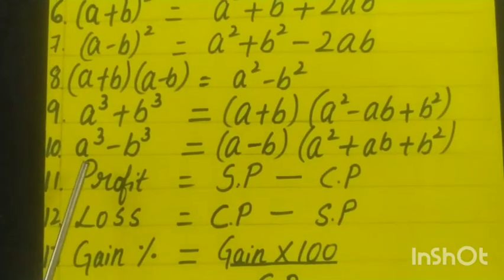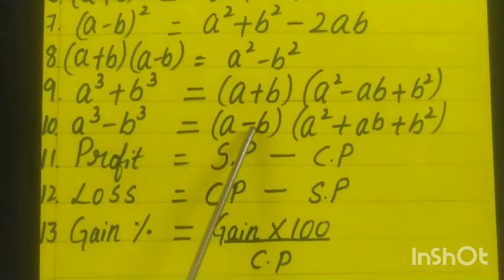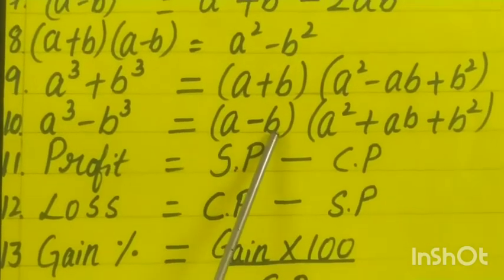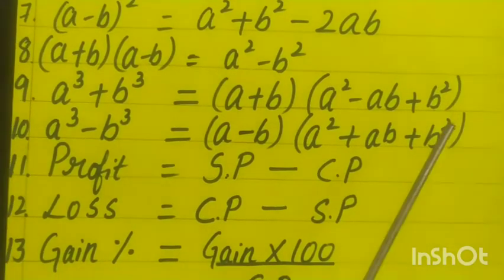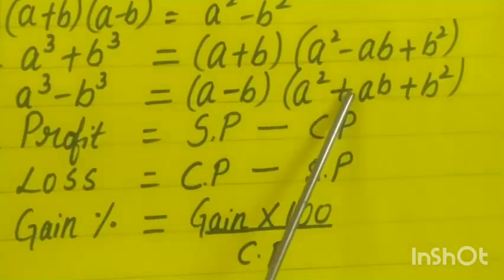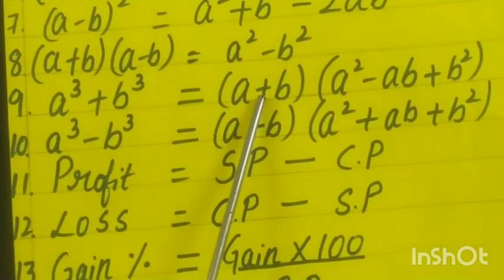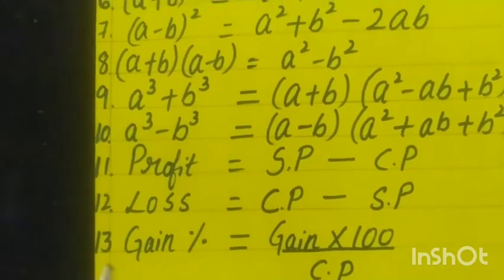Next one, it is a cube minus b cube. When it is minus, first minus comes, that is a minus b into a square plus ab plus b square. I'll just stress it again: when minus comes, first minus then plus; when plus comes, first plus then minus. This is how you have to remember these two different formulae.